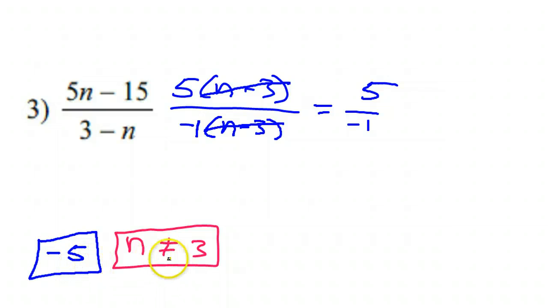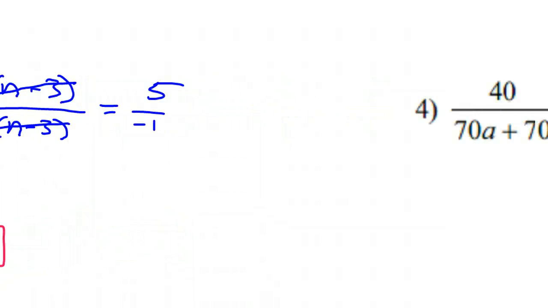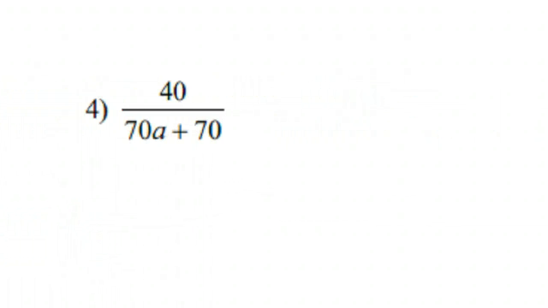All right, so the simplified answer is negative 5. The restricted value is n cannot be 3. Okay. Hope we get to use that skill again at some point in this lesson. Got to reinforce it.